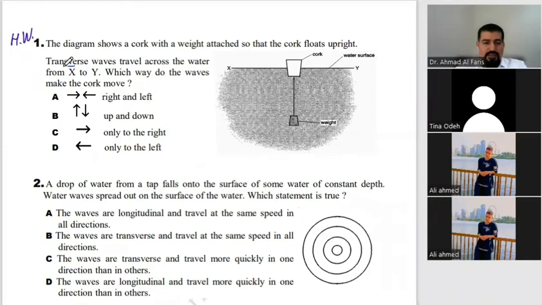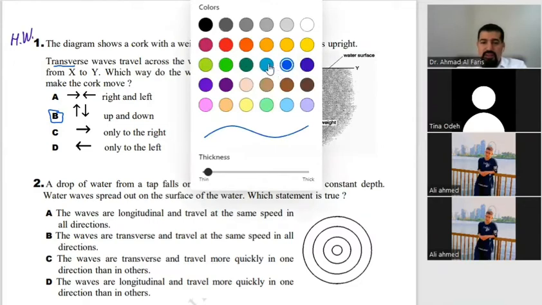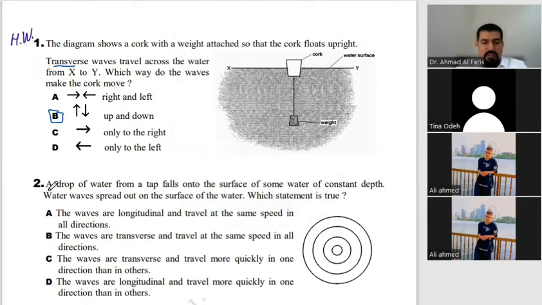Since it's a transverse wave, that means it will oscillate up and down. So the answer is what? It is B. Okay, thank you, Tina. Next question, question number 2.